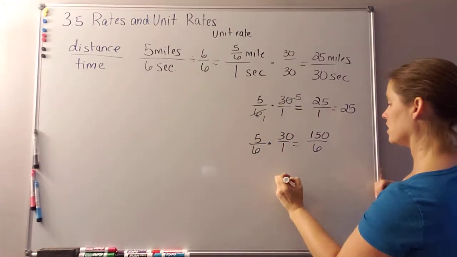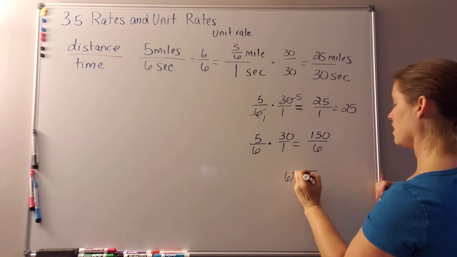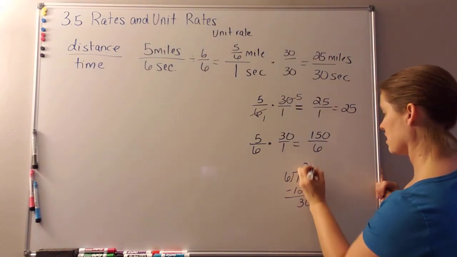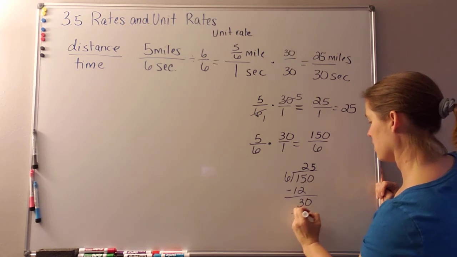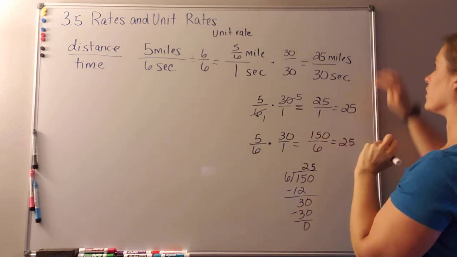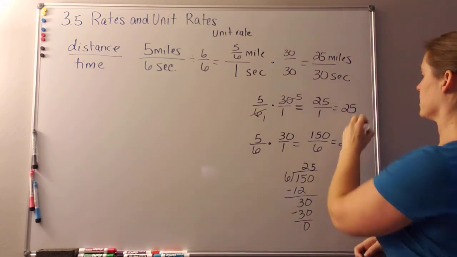If you don't like to cross cancel, then 5/6 times 30 over 1 is 150 over 6. Do that division, and you discover that it still is 25. And you have 25 miles in 30 seconds.